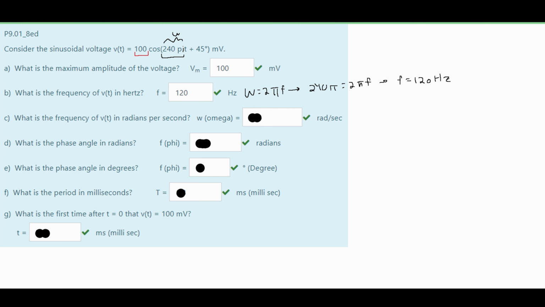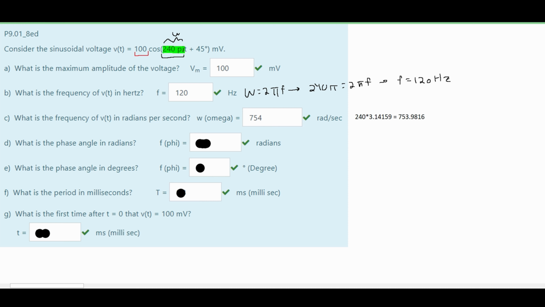Next, we're asked, what is the frequency of v(t) in radians per second? We need to find this in omega. We just wrote the omega formula: omega is equal to 2 pi f. Correcting myself in my wording, our omega is not just the 240, but it is the 240 times pi. It's that entire part. If we calculate 240 times 3.14159, or pi, this is going to give us approximately 754 radians per second. And that is the answer here.